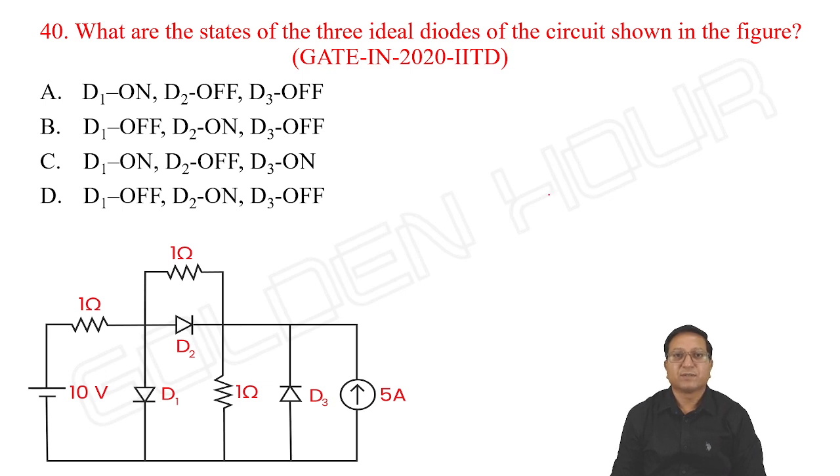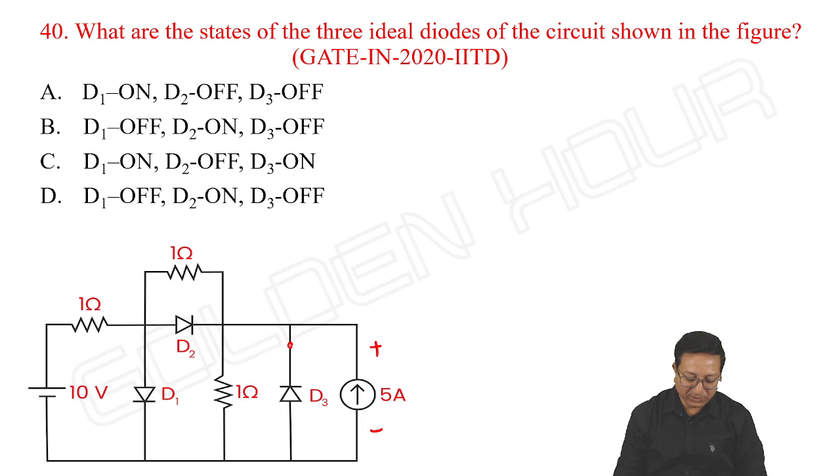What are the states of the three ideal diodes of the circuit shown in figure? It was the question asked in GATE 2020 instrumentation paper. Okay, see this. If you observe the diode D3, which is connected parallel to the current source, what should be the polarities of the current source? We can take plus minus.